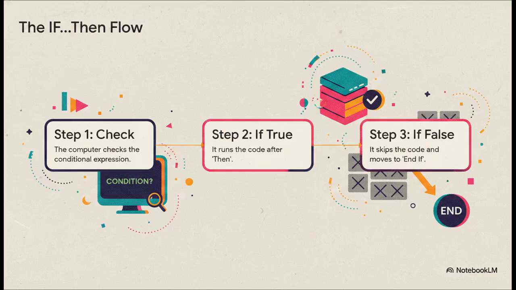Simple as that. Let's just trace that flow for a second. First, the computer checks the condition, okay? If it's true, it runs the code. But what if it's false? Well, in this super simple case, it just skips that code completely. It just moves right on to whatever's next. It's a one-way street. An action only happens if that one condition is met.